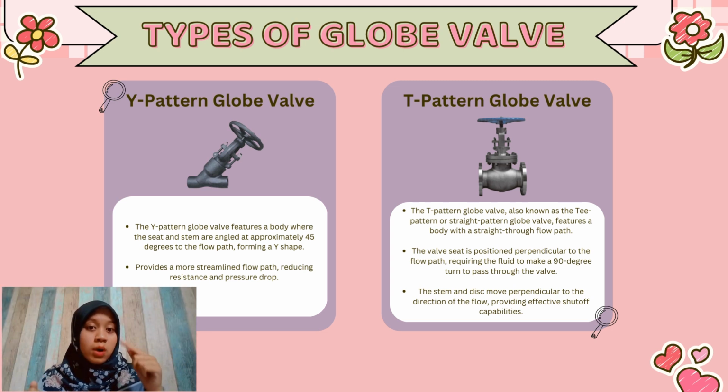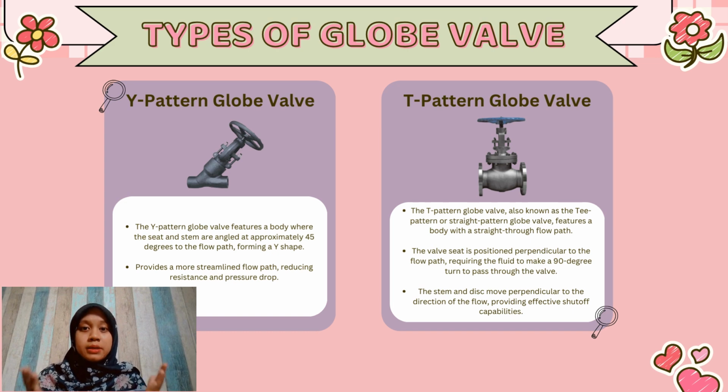So guys, why was the Y pattern globe valve named Y pattern? This is because of the features of the body itself, which has the shape of a Y, where the stem and the seat are placed and designed approximately 45 degrees to the flowing fluid. This is to reduce the pressure drop and also the resistance.